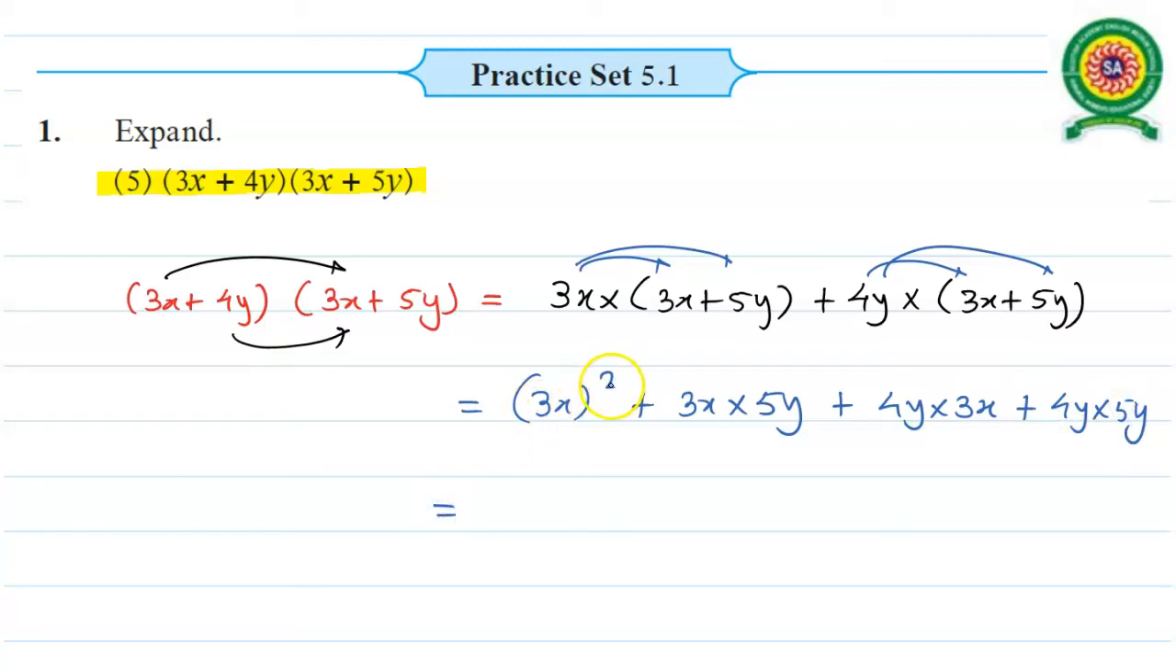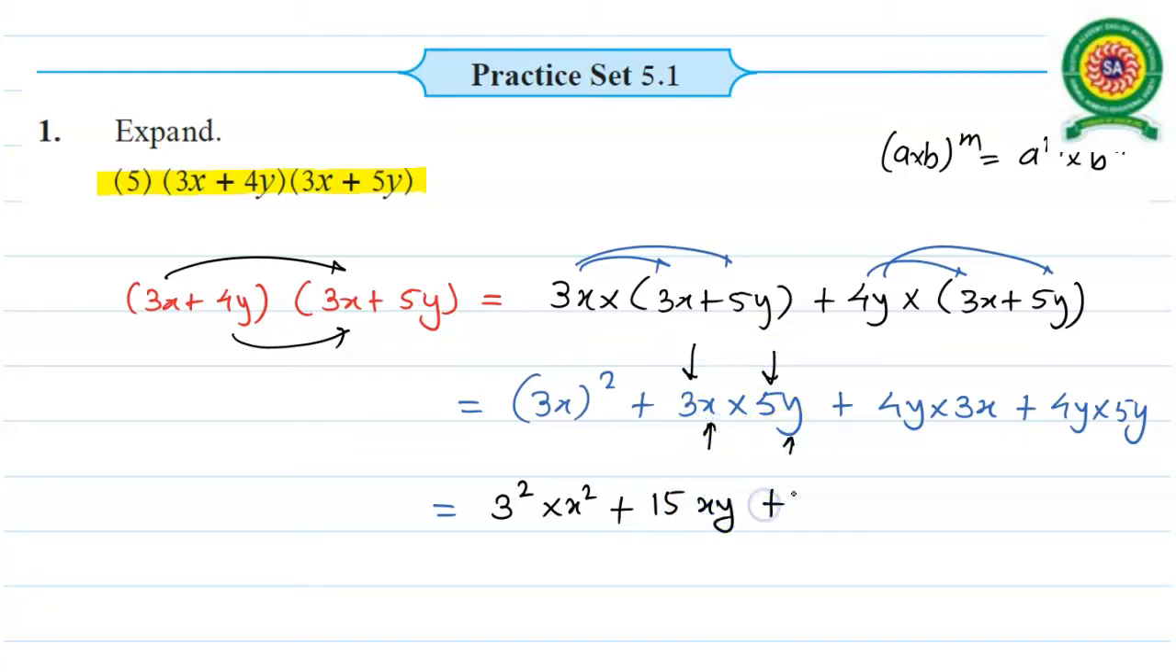As per the rule of indices, once we are having (a into b) whole to the power m, we can write it as a raised to m into b raised to m. So that we are getting here 3 square into x square, plus now 3 into 5, 5 3s are 15, x into y becomes xy, plus 4 3s are 12, x into y becomes xy, plus 4 5s are 20, y into y becomes y square.